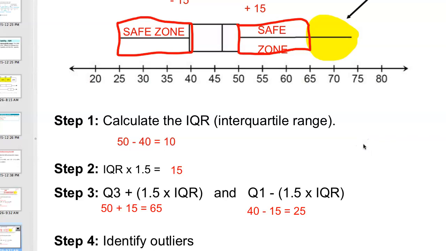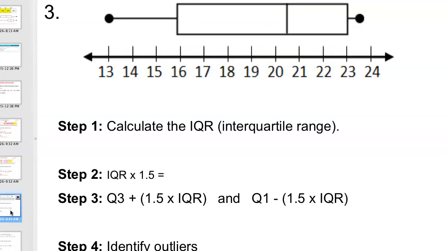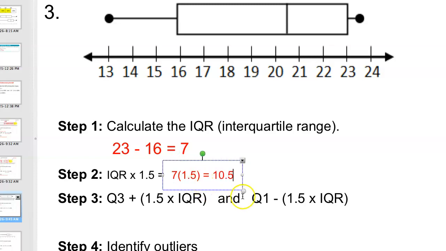All right, let's do another example. I just want to keep showing you these so that you get the hang of it. So step 1 again, we're going to calculate the interquartile range. So we take our upper quartile and subtract our lower quartile. So 23 minus 16 is 7. So that means the range of the middle 50% is 7. Okay, then we have to multiply that by 1.5. So 7 times 1.5 is 10.5. So that means 1.5 of these boxes is 10.5 long.